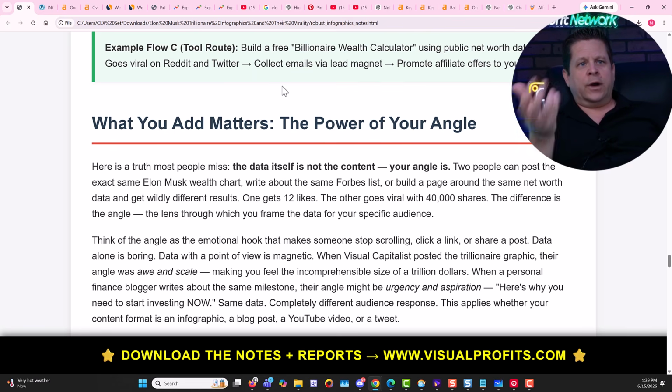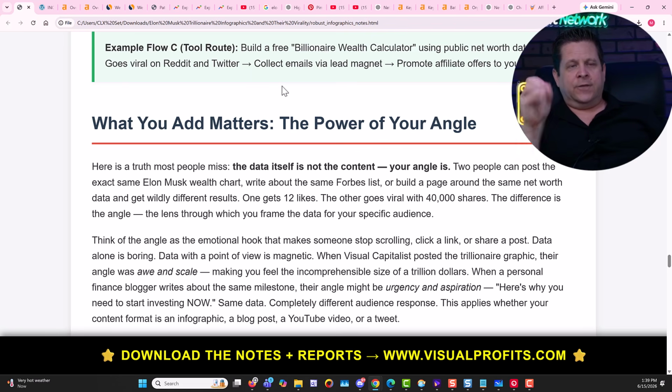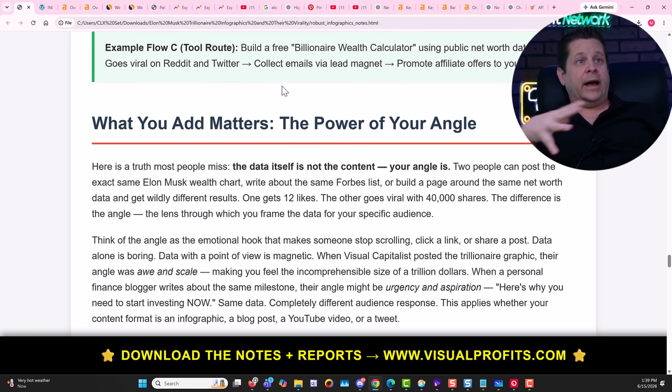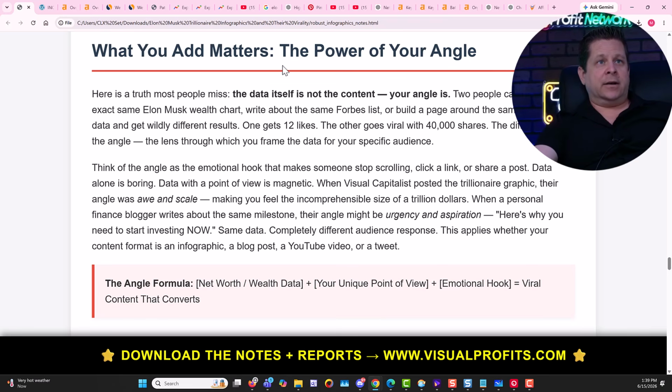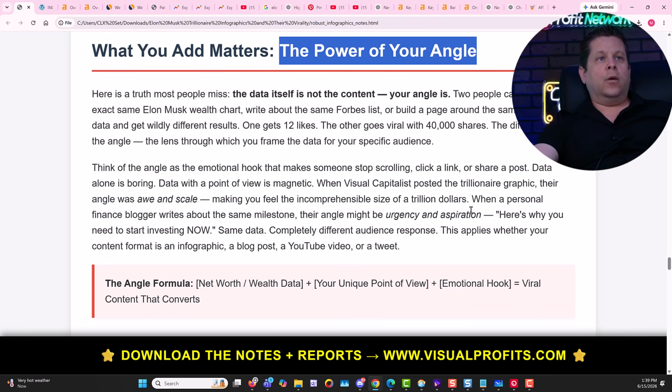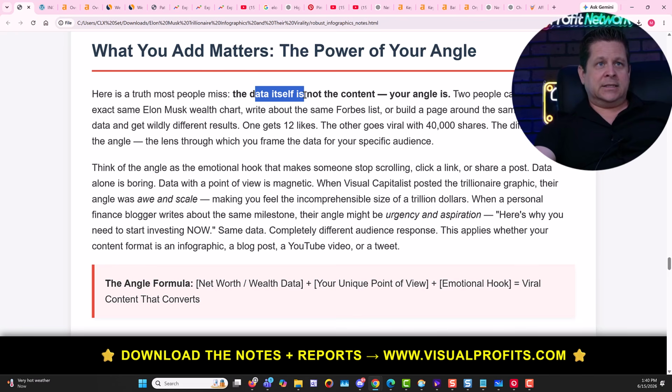Very, very straightforward. We're actually going to follow up on this in a video on Friday where I'm going to talk about how to do this with books. Really, really cool. Now, what you add matters. This is the power of your angle. We don't want to just put the data itself. That's not the content. Your angle is.